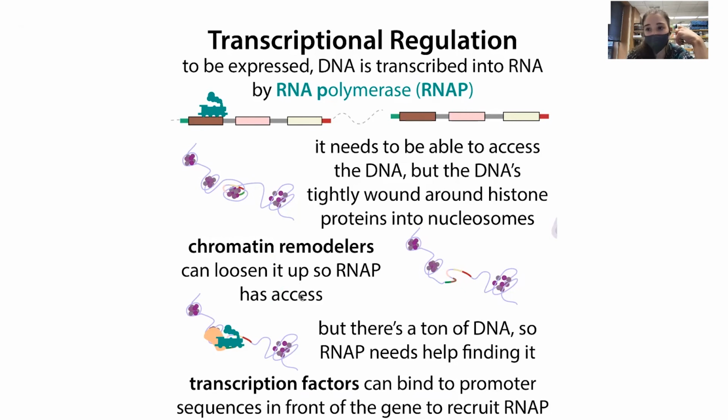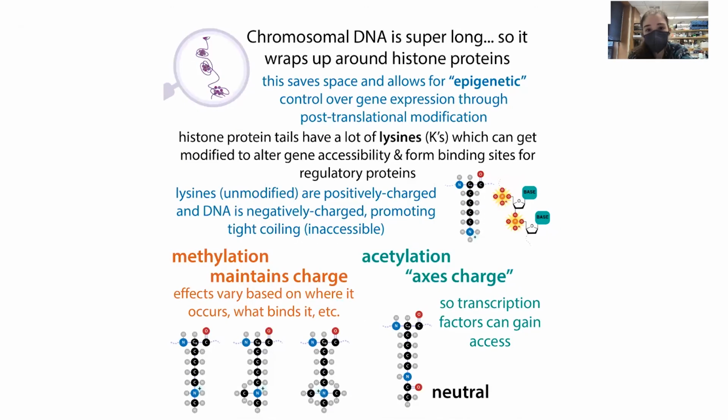The RNA polymerase is going to make the RNA copy of it. And then the RNA polymerase can get help finding the site by transcription factors, which are going to bind to promoter sequences in front of the genes to recruit the RNA polymerase and help get things going. And the chromatin can be modified in ways that both make it looser or less loose, and can also provide binding sites for transcription factors, etc.